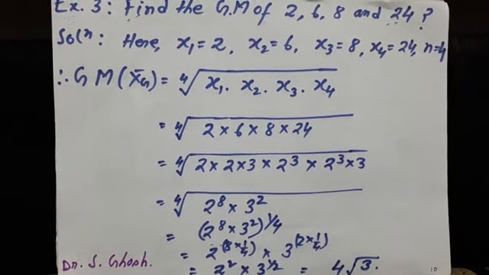Now taking all bases together, 2 to the power 8 and 3 square. Now since the power is nth, it is 1/4, power is 1/4. Now cancelling it is simple calculation. 2 square, here 3 to the power 1 by 2. 1 by 2 means root. The answer is 4 root 3. In this way you can easily calculate the GM.